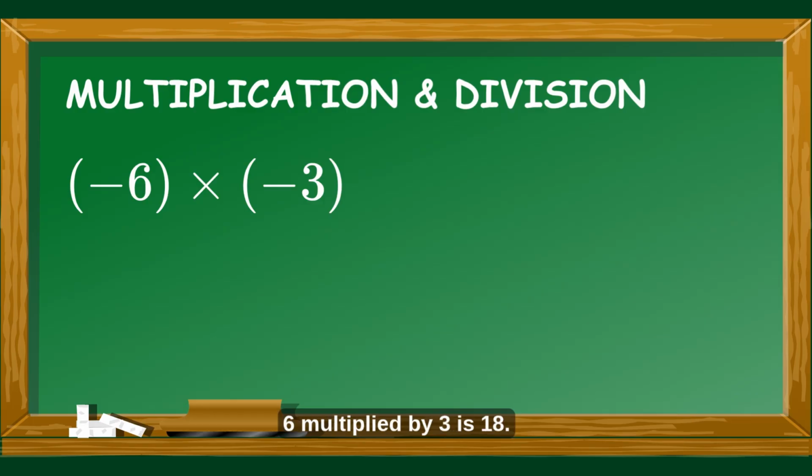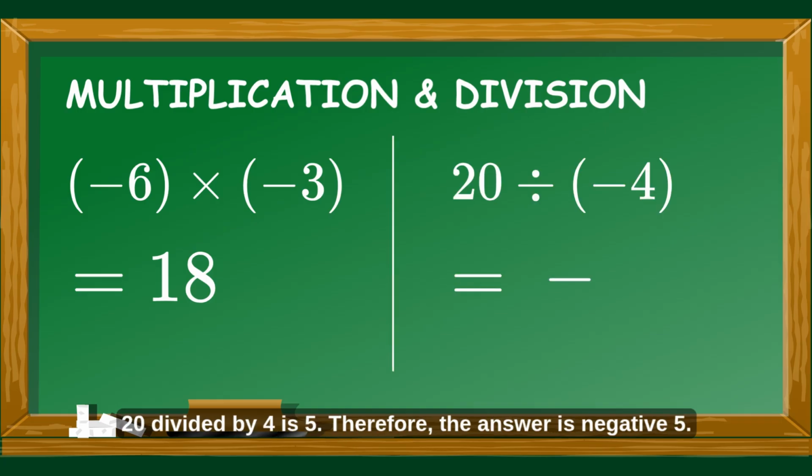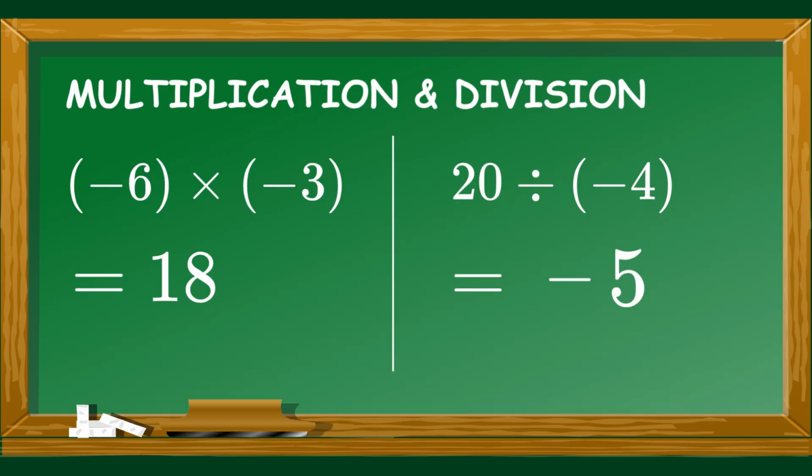6 multiplied by 3 is 18. The second example has different signs, so the result is negative. 20 divided by 4 is 5. Therefore, the answer is -5.